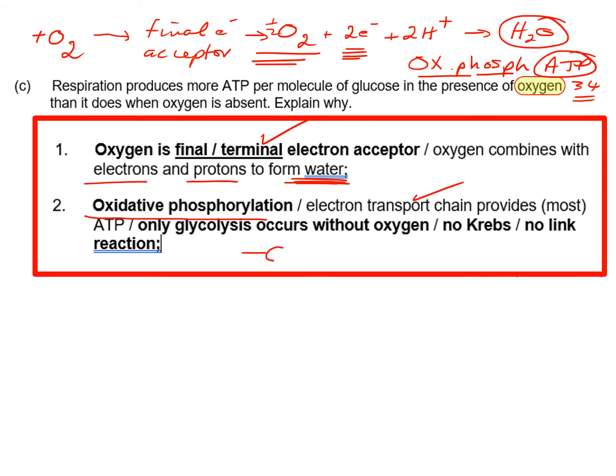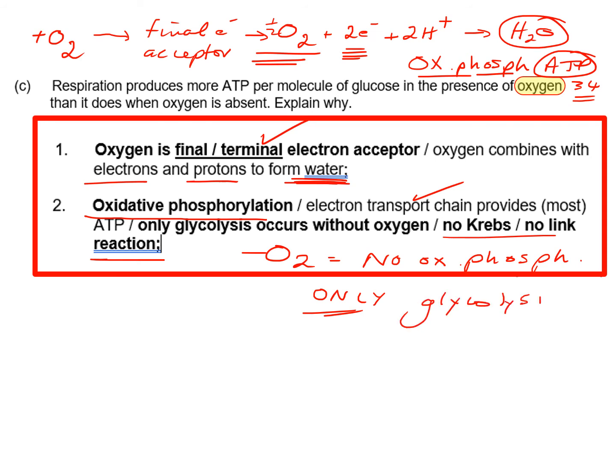Now, in the absence of oxygen, it's also accepted there's no link reaction and no Krebs cycle and no electron transport chain. So there's no oxidative phosphorylation in the absence of oxygen. There would only be glycolysis in the absence of oxygen. Now we know glycolysis makes a net of 2 ATP per glucose, which is obviously much smaller than 34 ATP by oxidative phosphorylation. That would be per glucose at the top as well.